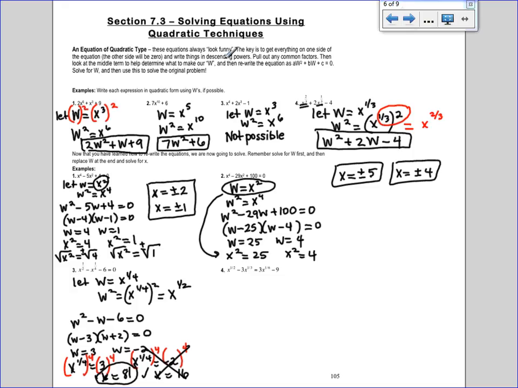All right, the next one looks pretty tricky. Let's try to get everything on one side of the equation. So I have x to the 1/2 minus 3x to the 1/3 minus 3x to the 1/6 plus 9 equals 0. When I have fractional exponents, sometimes it's hard to tell if it's in descending order. The easiest thing to do is to get common denominators for your exponents. So let's make them a common denominator of 6. That means this is x to the 3/6 minus 3x to the 2/6 minus 3x to the 1/6 plus 9 equals 0.